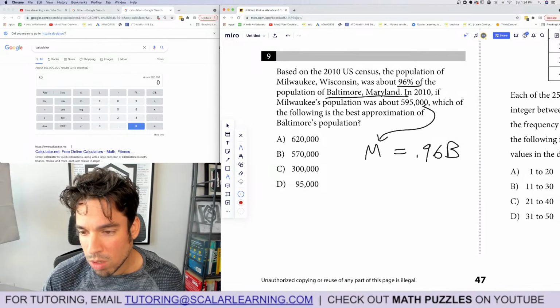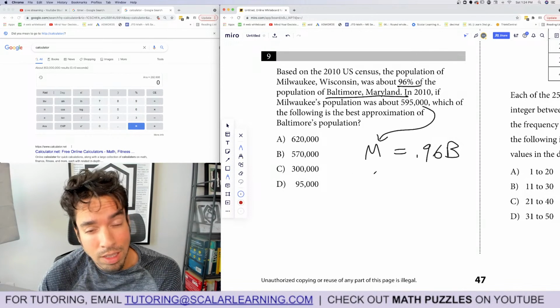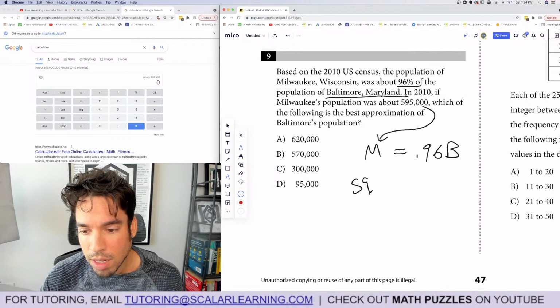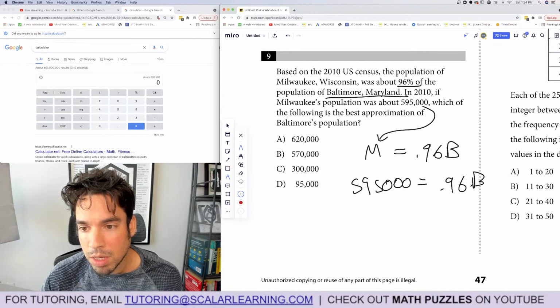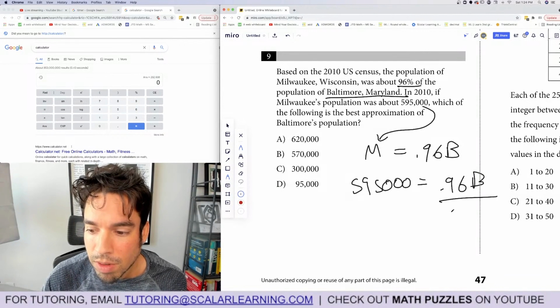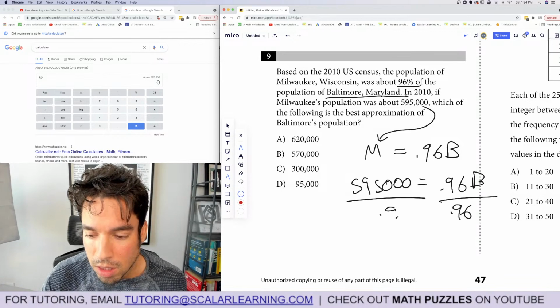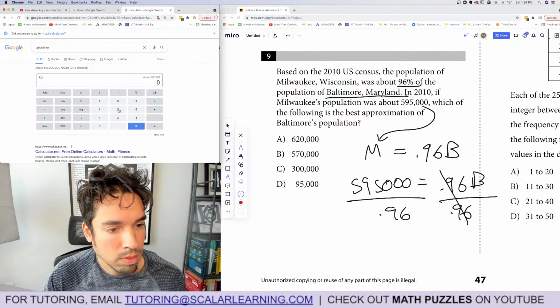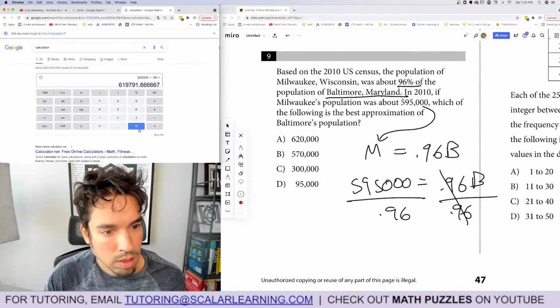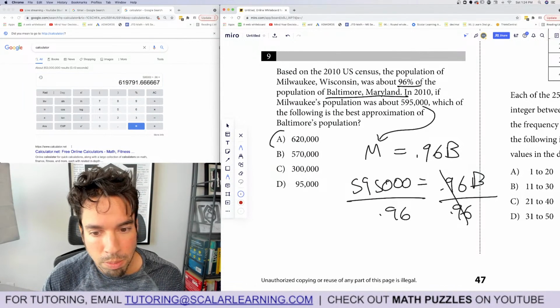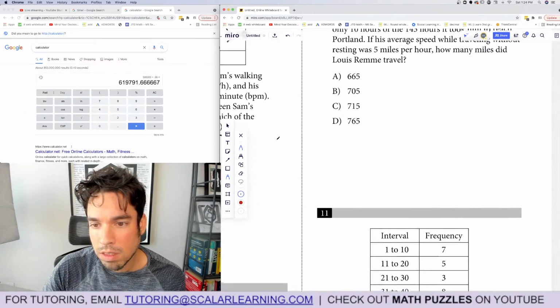Okay, so you see what I'm doing? Set up my equation. I don't even have to think now. I just plug and chug. 595,000 equals 0.96B. Isolate, we divide by 0.96. Boom. 595,000 divided by 0.96 is 620. Done. Let's get the timer back up here.